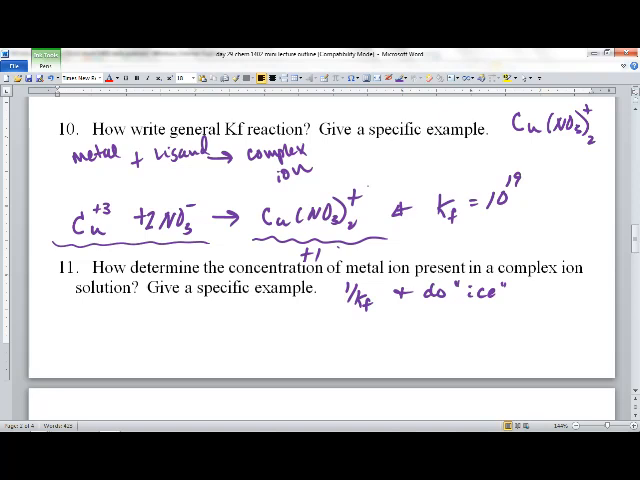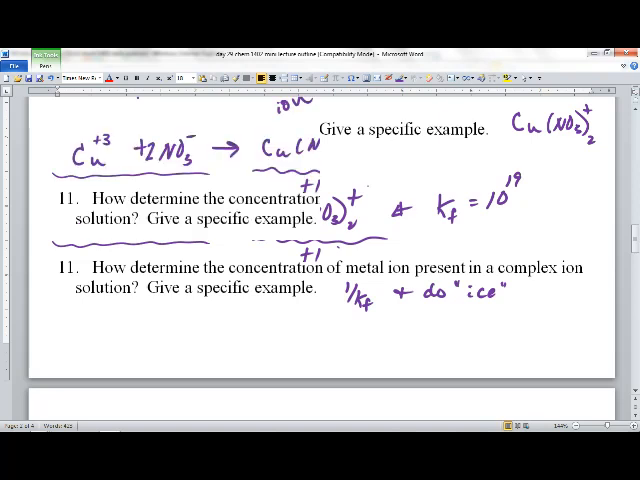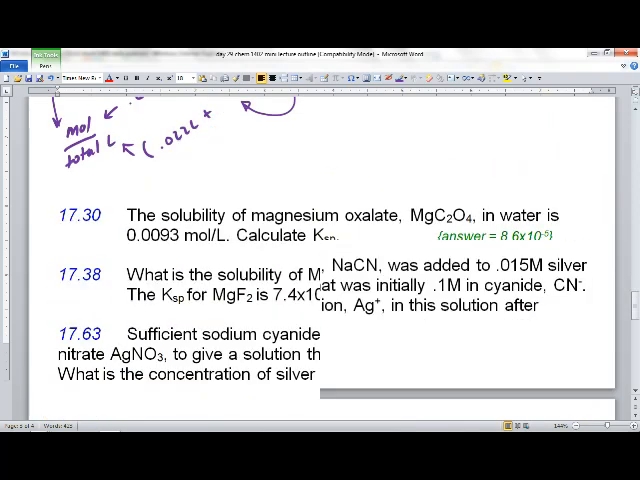The other way, not so straightforward. The other way was they don't tell you the initial concentration of complex ion. You have to figure it out. Okay? Now, how do you figure it out? And how do you know it's that type of question? They're going to give you a metal ion concentration, and they're going to give you a ligand concentration. You have to figure it out. So let's check out one of those. Here it is.